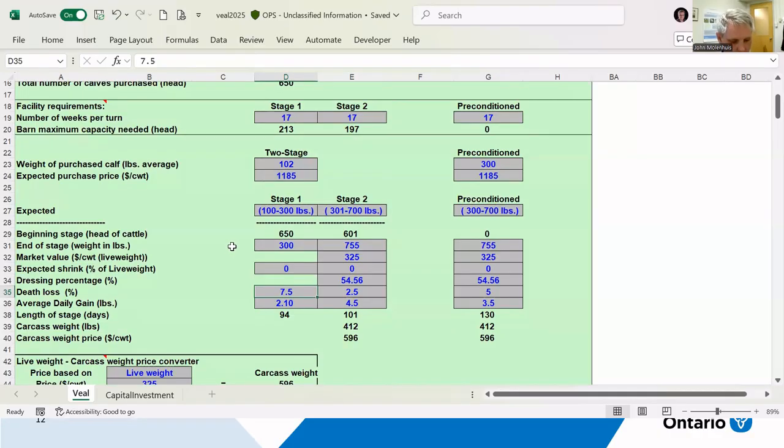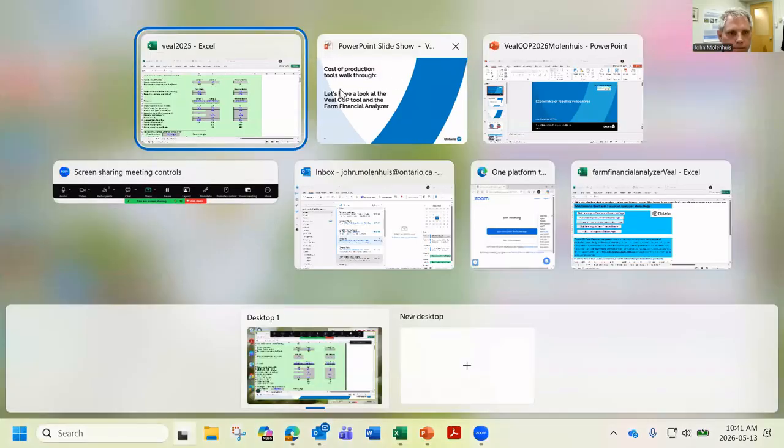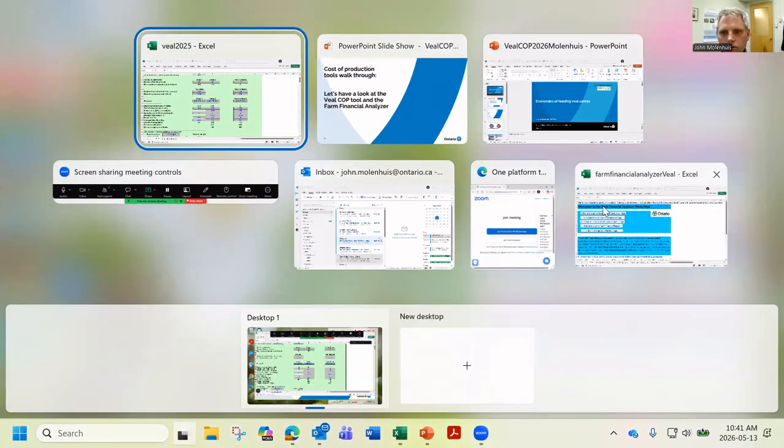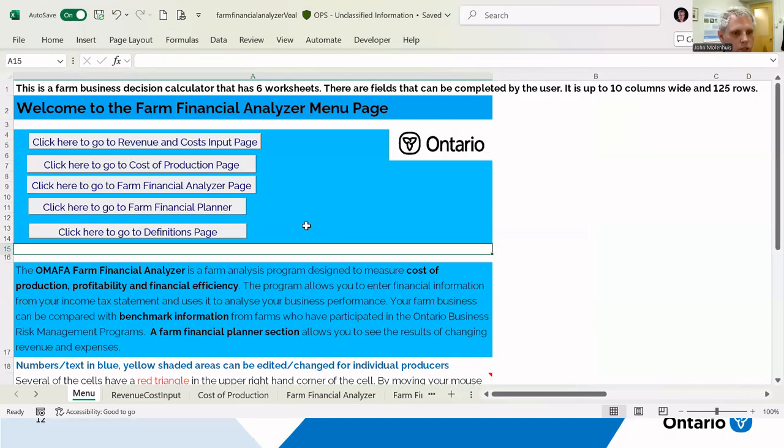And so we did put together another tool called the Farm Financial Analyzer, which takes your income and expense information, and the only production information that's asked is the per unit numbers that you want the cost of production reported on. The main input is on this revenue and cost input page. So we'll walk through the tool here and show you first the cost of production pieces, and then there are some added things that the financial analyzer and the planner can look at as well.